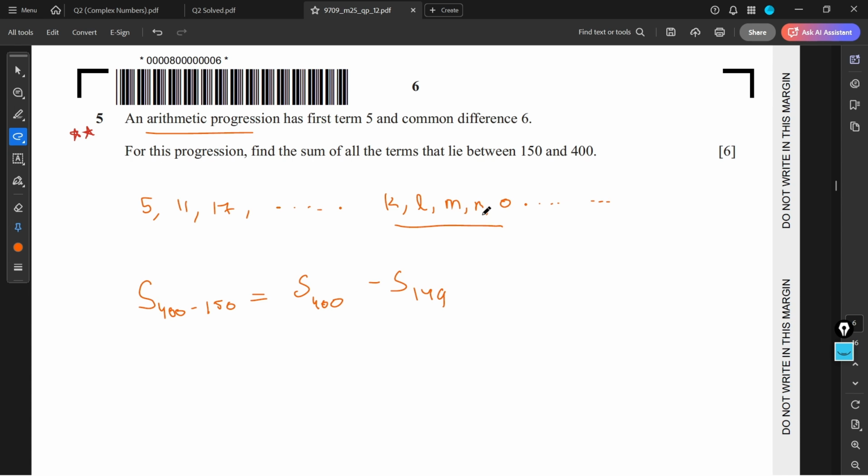I hope you got the idea about what is asked in the question and why this is an incorrect approach. What are we doing over here? We are saying that no matter what the 400th term is, the first value greater than 150 is not the 150th term. If you find the summation of the first 400 terms minus the summation of the first 149 terms, that is the incorrect approach.